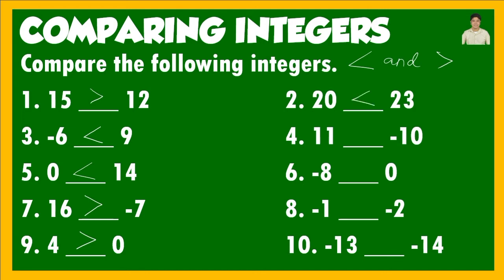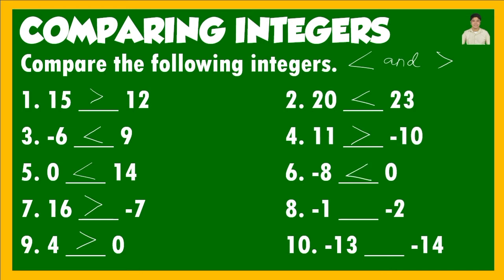Next, 11 and negative 10. So, mas mataas po ang positive kaysa sa negative. So, kaya greater than. Next, negative 8 and then 0. So, negative 8 and 0. Ang mga negative integers ay nasa left side ng 0. Mas mababa po yan sa 0, kaya less than.